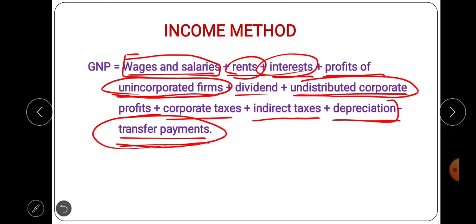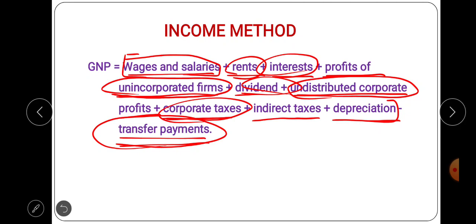Okay, the next one is the undistributed corporate profits. The corporate profits used in the calculation of GNP are equal to the sum of corporate profits tax plus dividends paid to the shareholders plus undistributed corporate profits. Okay, so these all are combined together.